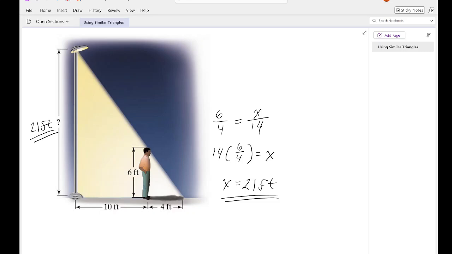So that's how using similar triangles can be done by just taking the ratio of two sides of the two triangles and setting them equal to each other.